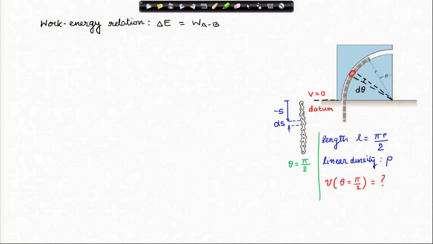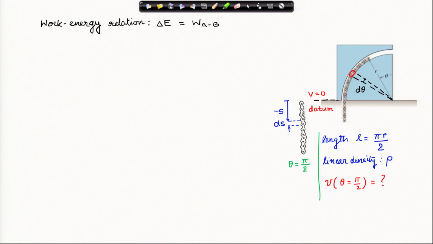We apply the work energy relation. The change of mechanical energy is equal to the work done as it moves from A to B. Now, position A is when theta equals 0 and position B is when theta equals pi by 2. We have to calculate the velocity of the chain when theta equals pi by 2 in position B.